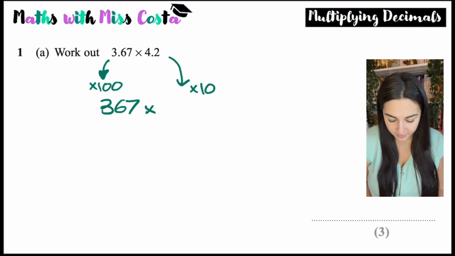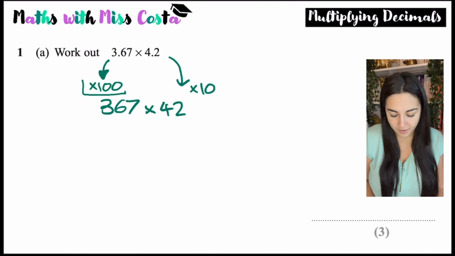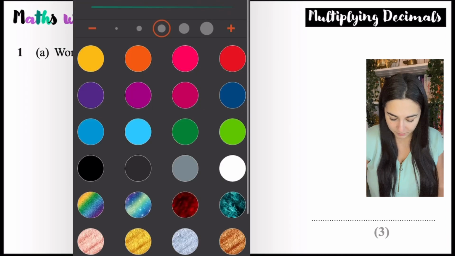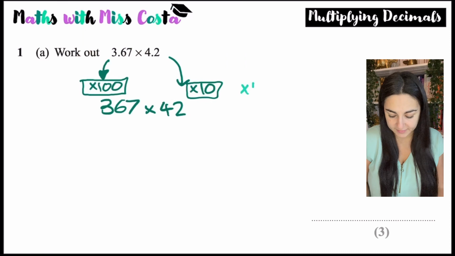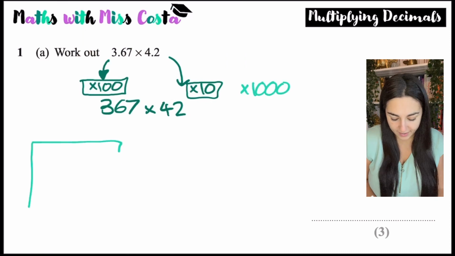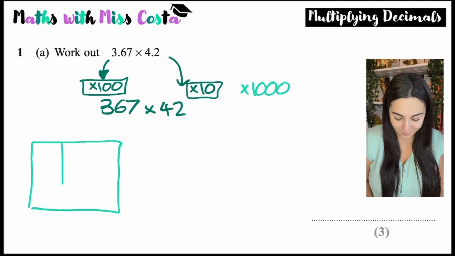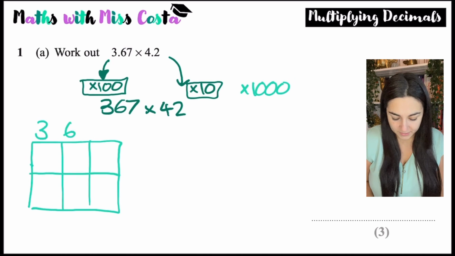So if I did 367 multiplied by 42, that's a lot easier to do. Now in total, I've multiplied one part by 100 and another by 10. So in total, I have multiplied it by 1,000. So that's going to be important for when we get our answer. Now you can multiply whatever way you like. I really like the lattice method because it's just fun. So you choose whichever way you want, but I'm going to do this way.